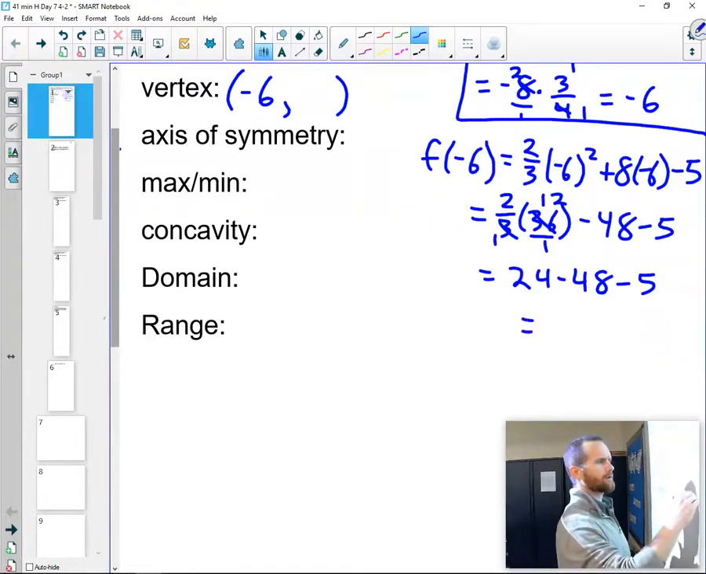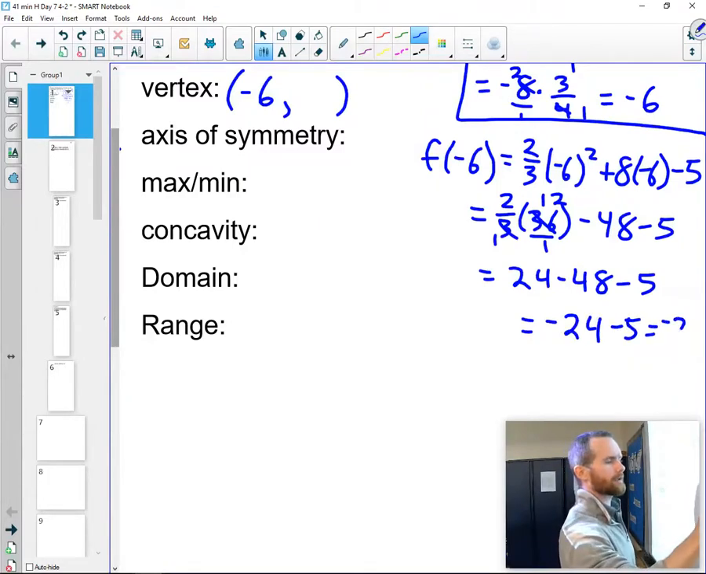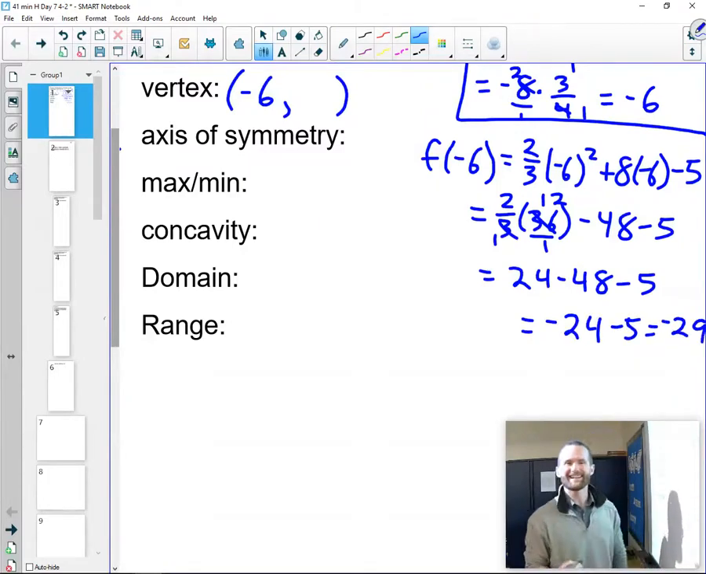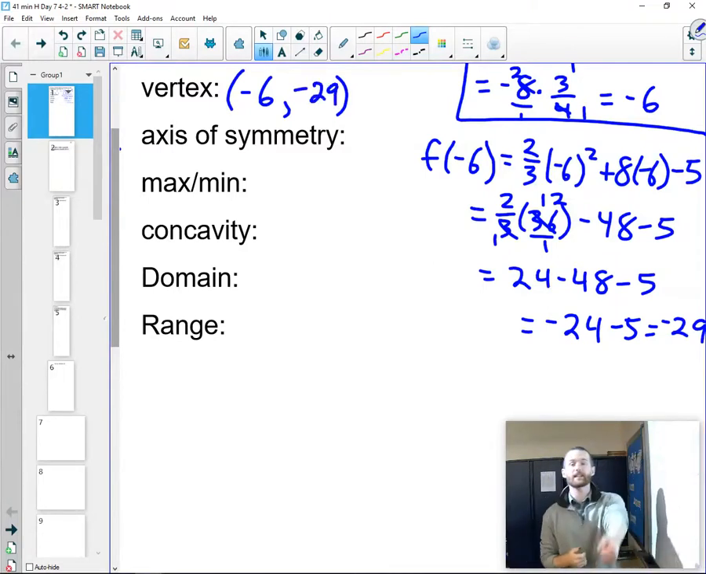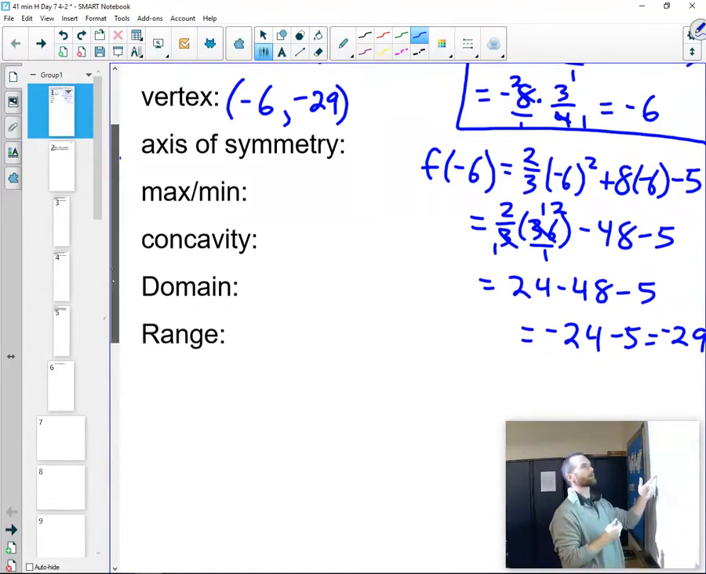Take away 5. Wait a minute. Yeah, so it's negative 24 minus 5, and we get negative 29. Yeah, that's what I get for trying to do too much in my head. Negative 29. Now, that is the y value of our vertex. We plugged in a negative 6, and we got a negative 29. That means they are an ordered pair.